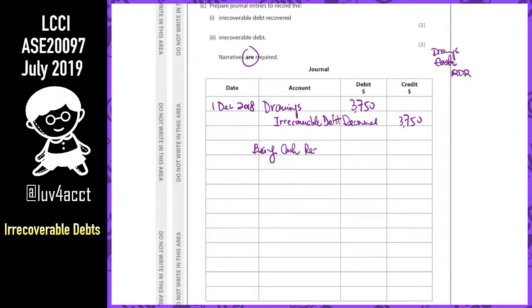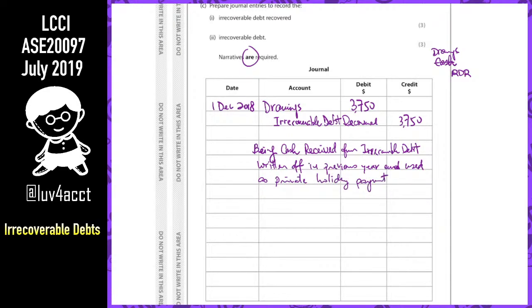Cash received from irrecoverable debt written off in previous year and used as private holiday payment. Okay, finish. Okay, very long.